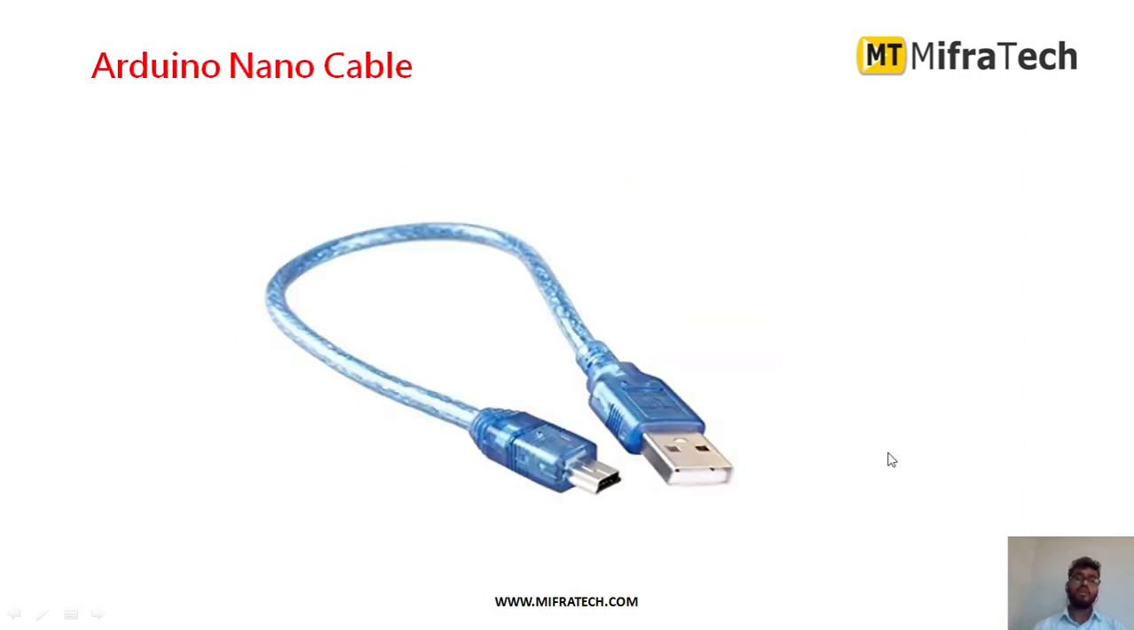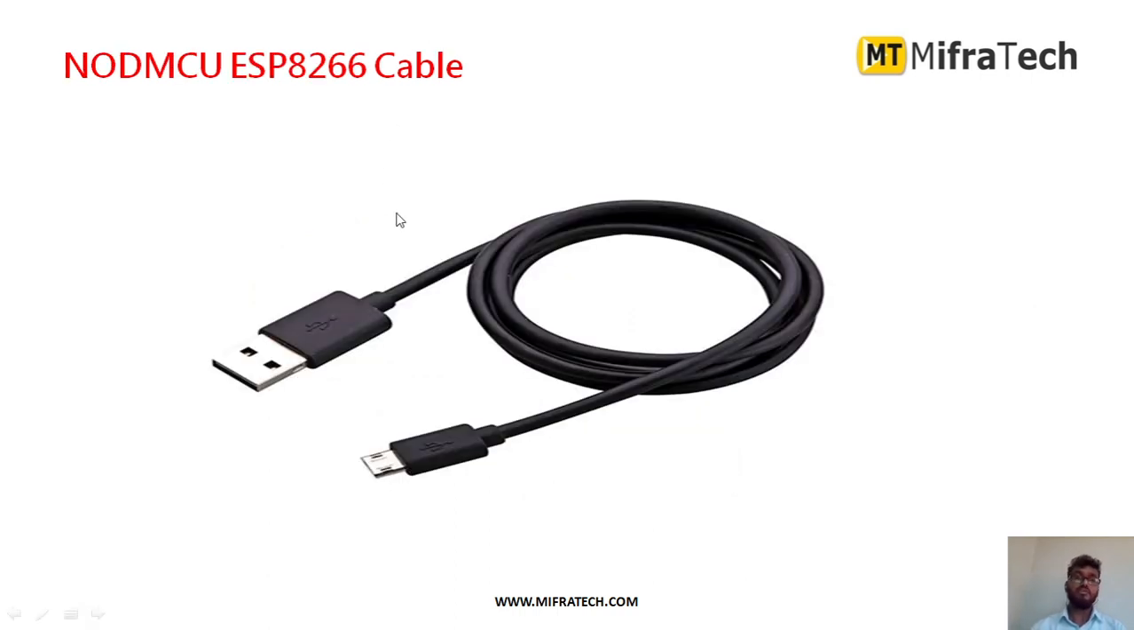So this is the Arduino Nano cable. As you can see, it is the mini USB cable, used to connect the Arduino Nano microcontroller board to your system. And this is the NodeMCU ESP8266 cable. This is like a normal charging cable, what you would use for mobile charging. This is the micro USB cable. You will use it to connect the NodeMCU microcontroller to your system. So these are the different cables we'll use.